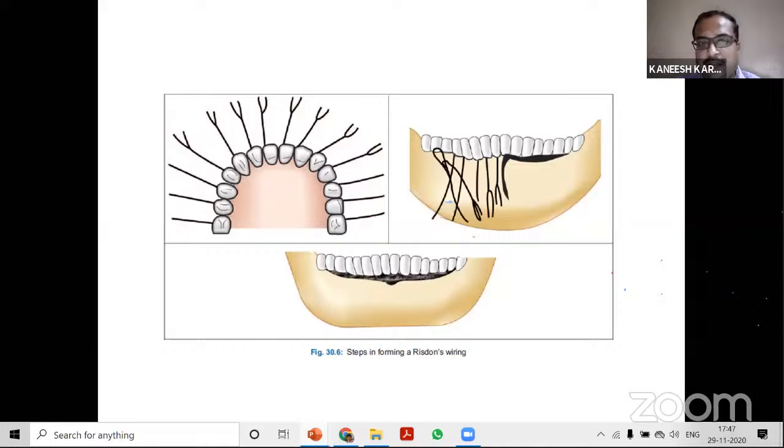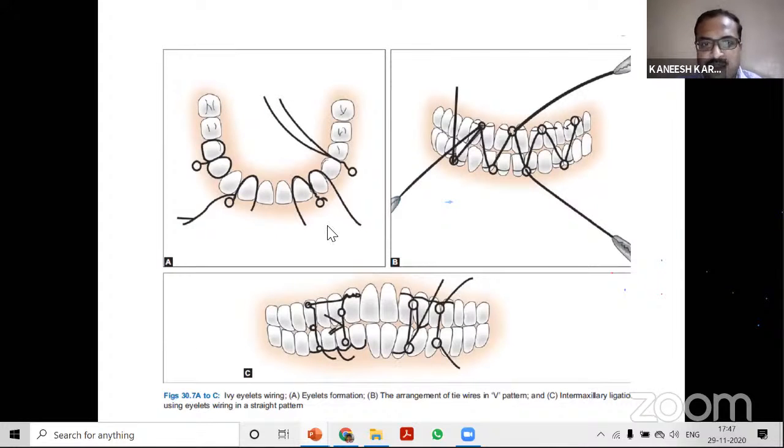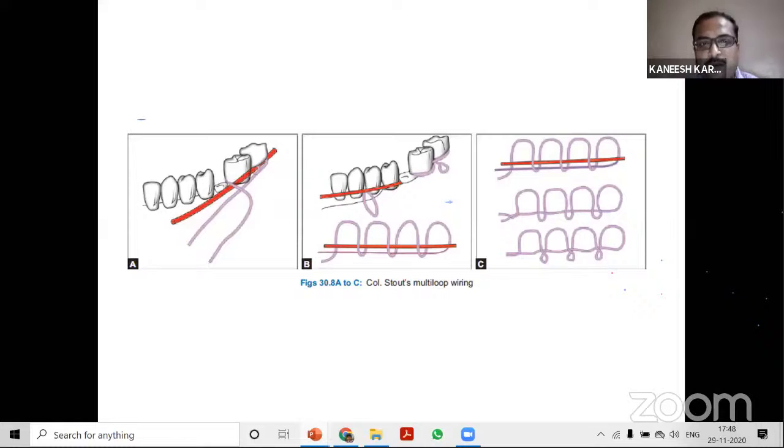This is Ivy's eyelet wiring. You start here and form an eyelet, insert both the wires interdentally and take it out on the adjacent tooth and pass a single wire from the distal to mesial and then tie it. This eyelet is used in intermaxillary fixation. You tie the eyelet in maxilla and mandible. This is Ivy's eyelet. This is coronal stouts. You place a plastic tube and loop around the teeth.